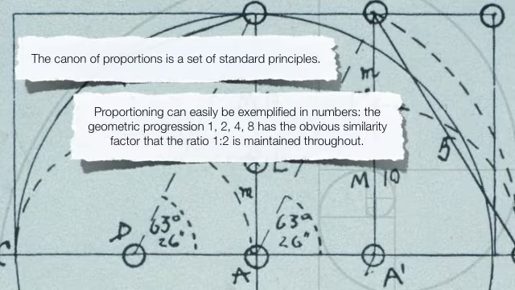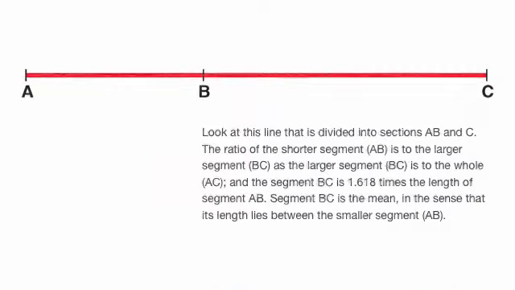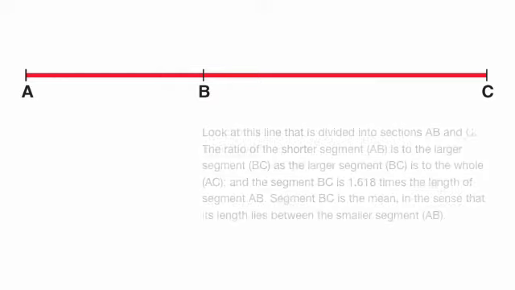A proportion that has fascinated many artists and architects since its discovery by the ancient Greeks is the ratio known as the golden mean. Look at this line that is divided into sections A, B, and C. The ratio of the shorter segment, AB, is to the larger segment, BC, as the larger segment, BC, is to the whole, AC. And the segment BC is precisely 1.618 times the length of segment AB. Segment BC is the mean in the sense that its length lies between the smaller segment AB and the whole.